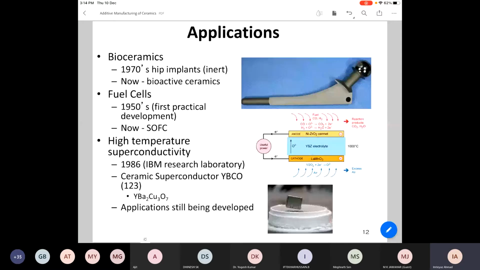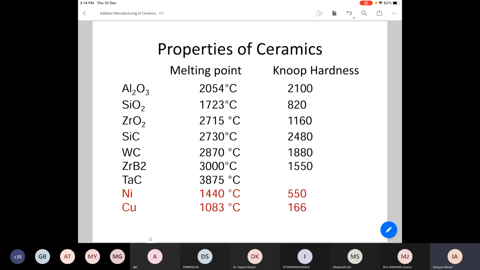Then you have biomaterials, a large class of biomaterials. Nowadays, there is a separate class of material known as bioglasses. So these are very inert materials, some of them like hydroxyapatites and stuff. Nowadays, it's a very, very popular bioceramic material. Then you have fuel cells. Almost everything of the solid oxide fuel cells is made up of ceramics. Then you have high temperature superconductors. They are also ceramics. So ceramics is everywhere. That's what I would say.